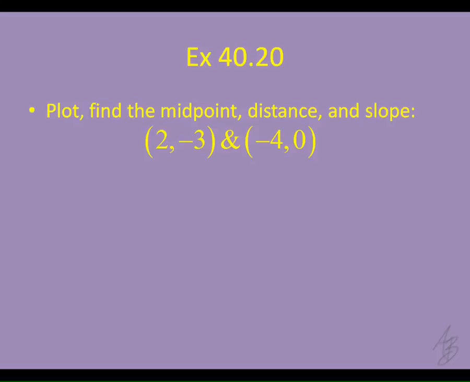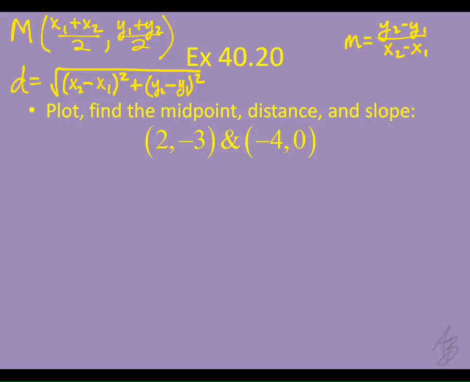I would like you to draw the picture, and I'll draw it also just to show you what it's going to look like at the end. But we're going to do this completely with the formulas first, and then we'll look at what it looks like. All right, so we're just going to plug these numbers into those formulas. 2 is going to be our x1, negative 3 is going to be our y1, negative 4 is going to be our x2, and 0 is going to be our y2.